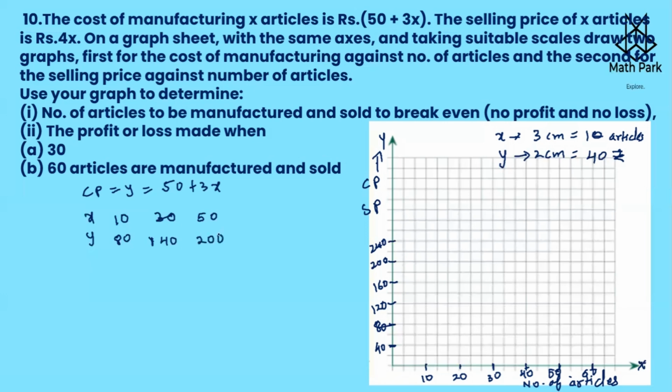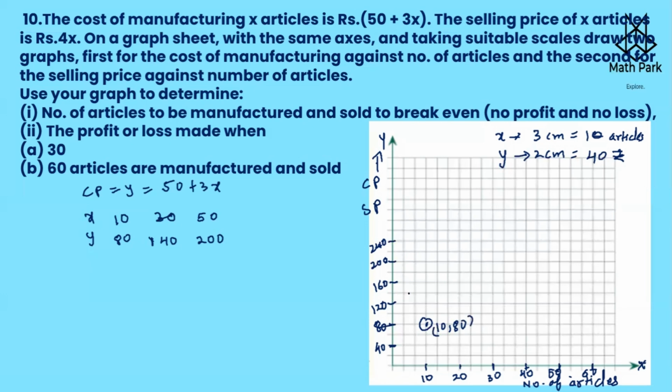So first let us plot the graph for cost price. So we plot the points. If x is 10, you get y as 80. So 10 and 80 is this point, 10 comma 80. Then if x is 30, you get y as 140. So 30 and 140.